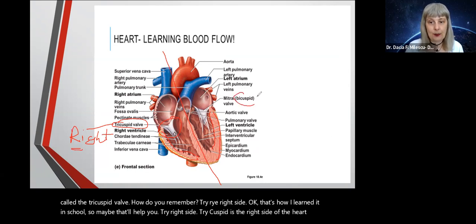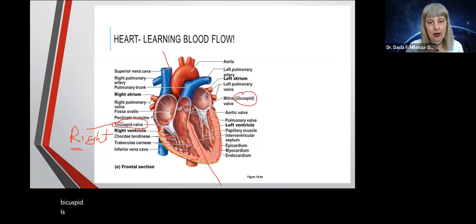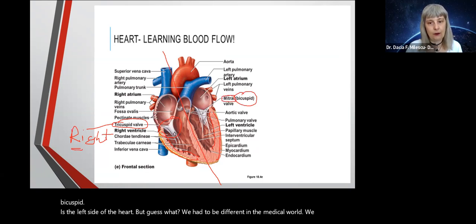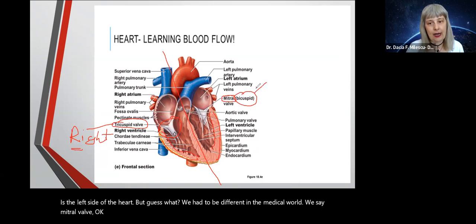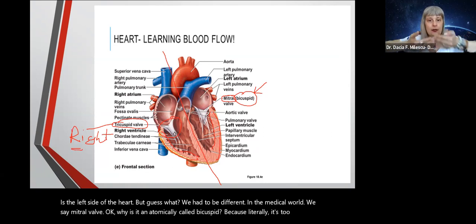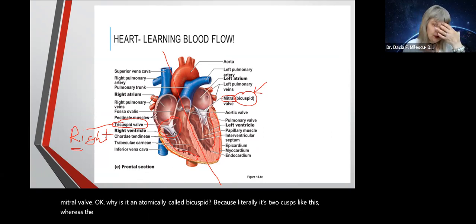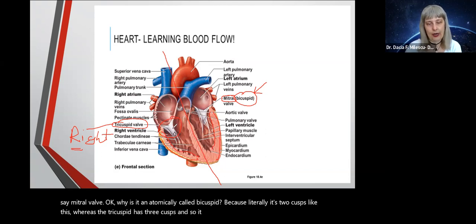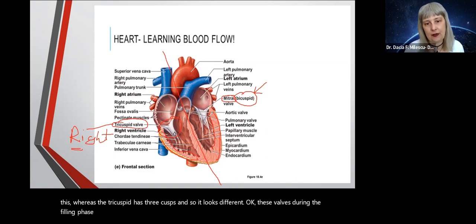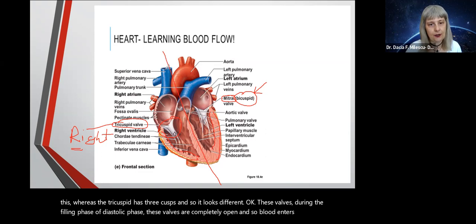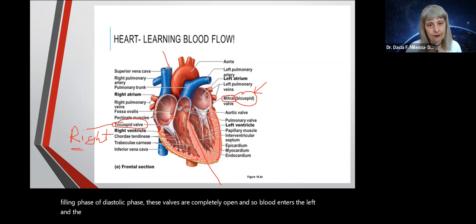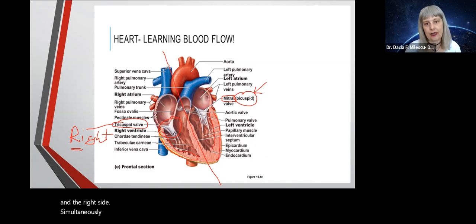The bicuspid is the left side of the heart, but guess what? We had to be different. In the medical world, we say mitral valve, okay? Why is it anatomically called bicuspid? Because literally it's two cusps like this, whereas a tricuspid has three cusps, and so it looks different. Okay, during the filling phase, the diastolic phase, these valves are completely open, and so blood enters the left and the right side simultaneously during this diastolic phase.